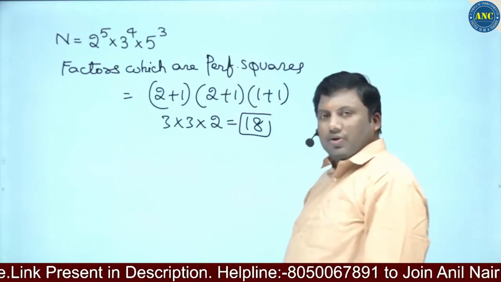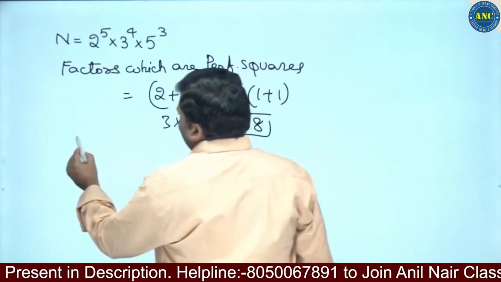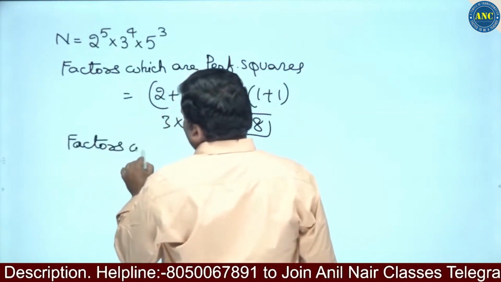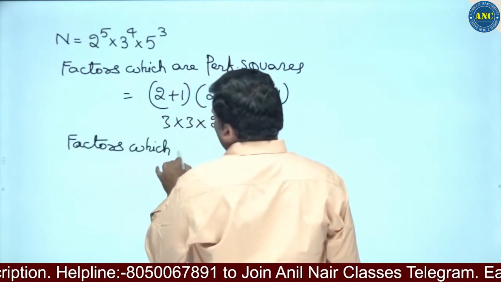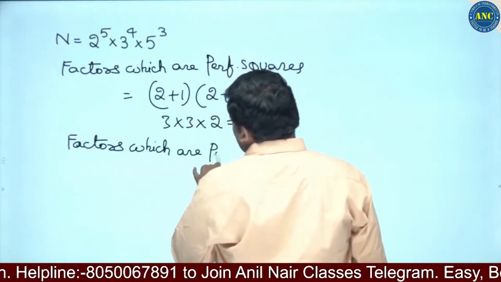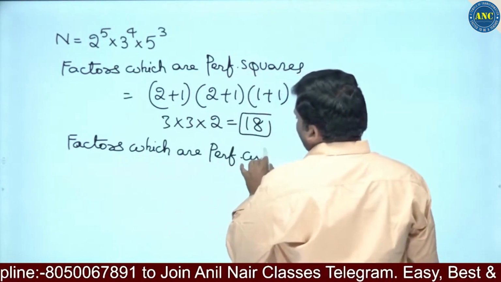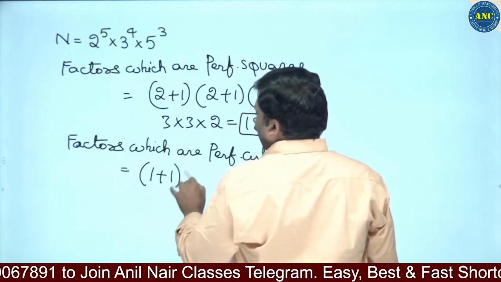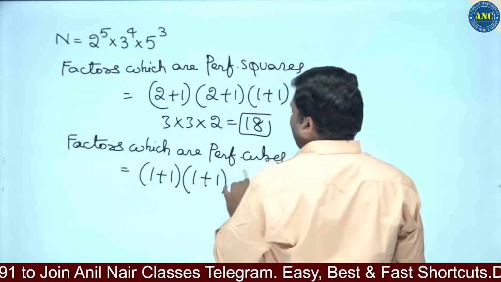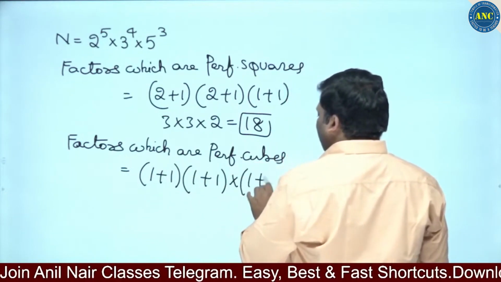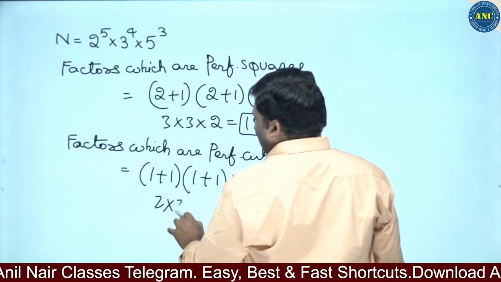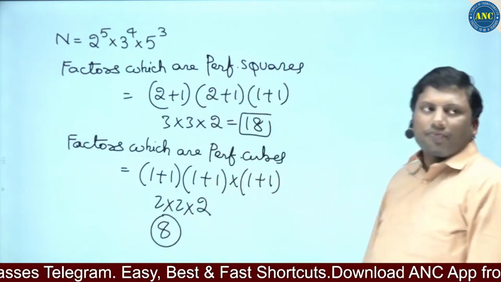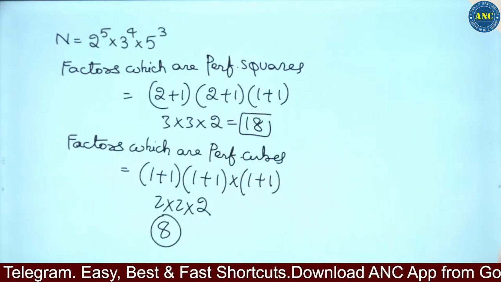Divide the power by 2 and add 1. Factors which are perfect squares. Similarly, factors which are perfect cubes. Divide the power by 3 and add 1. 5 by 3, 1 plus 1. 4 by 3, 1 plus 1. Ignore decimals. 3 by 3, 1 plus 1. 2 into 2 into 2, 2 2s are 4, 4 2s are 8.